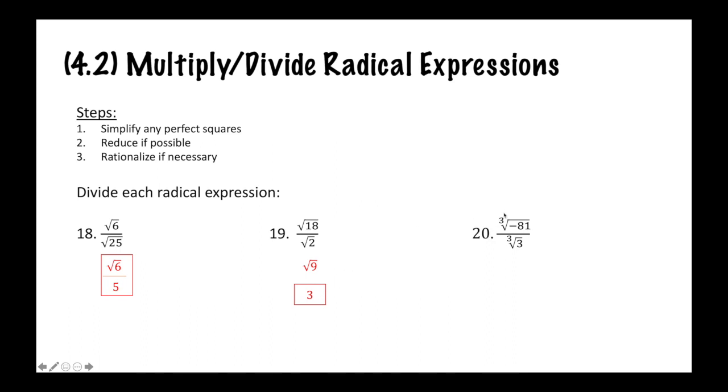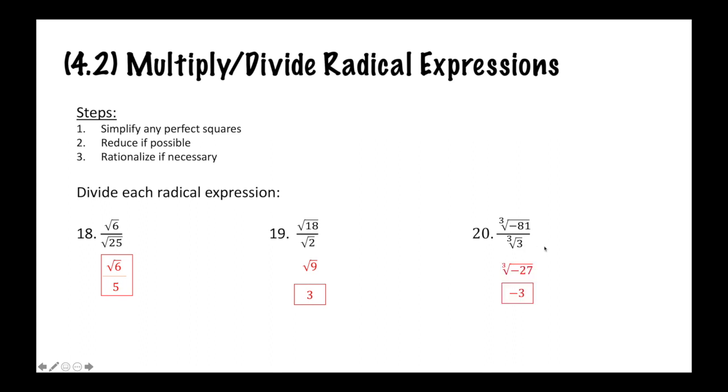For number 20, they're both cubed roots. I do want to make sure that that happens. I am allowed to have the cubed root of a negative because this is an odd power. From here, negative 81, the square root of 81 is perfect, but this is not a square root. This is a cubed root. So instead of me trying to break this down yet, I'm going to go ahead and look at the fact that this is inside and this is inside, and they do divide to reduce.